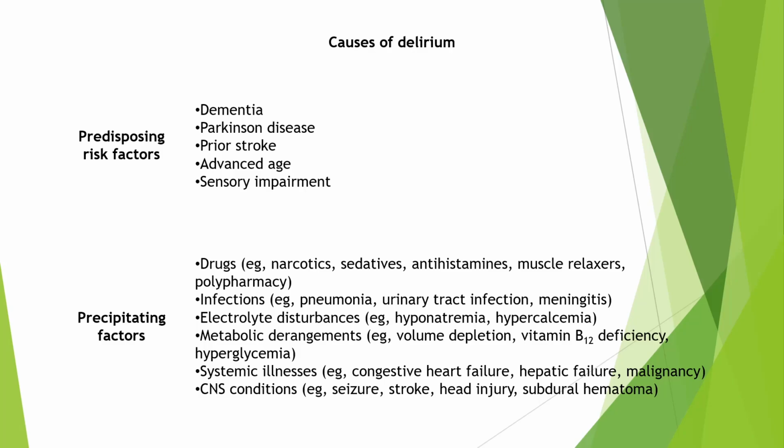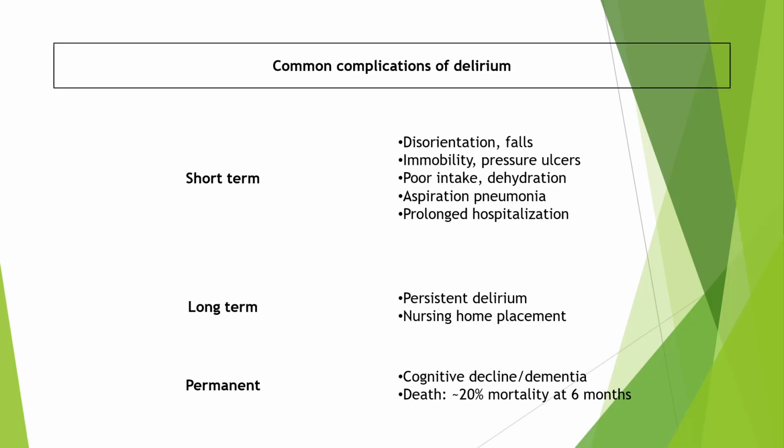Any infection like pneumonia, UTI, meningitis, any sort of electrolyte imbalance, hyponatremia, and hypercalcemia. There may be metabolic derangement, volume depletion, vitamin B12 deficiency, systemic illness like congestive heart failure, hepatic failure, and malignancy, and CNS conditions like seizure, stroke, head injury, and subdural hematoma.